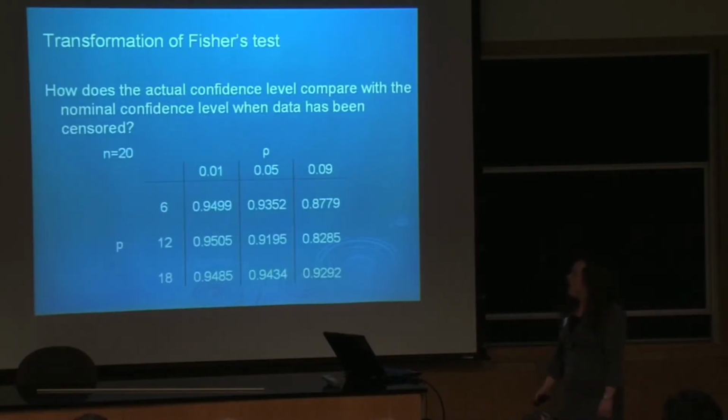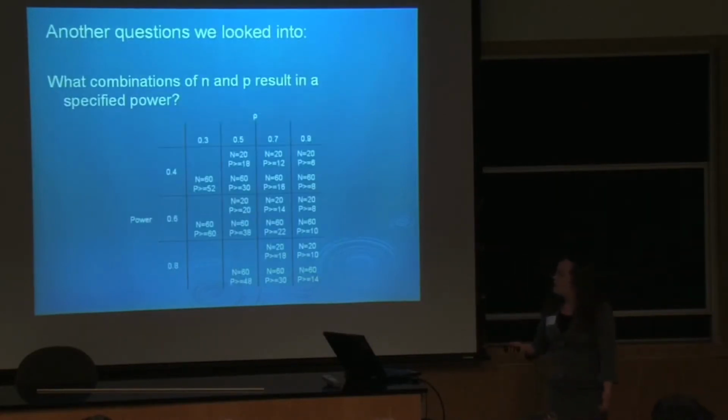So we have the question, how does the actual confidence level compare to the nominal confidence level when the data have been censored? We can see that as rho increases, we have less data fall into our confidence interval. Also, we can look at the power of the test, which is the likelihood of rejecting a false hypothesis. So obviously, the stronger the power, the better. We looked at both simulated power and theoretical power, and we noticed that as rho increases, power increases, and as there's less censoring, power increases.